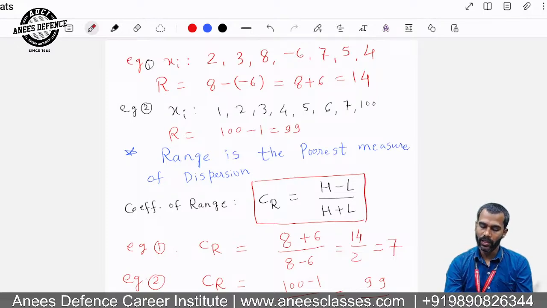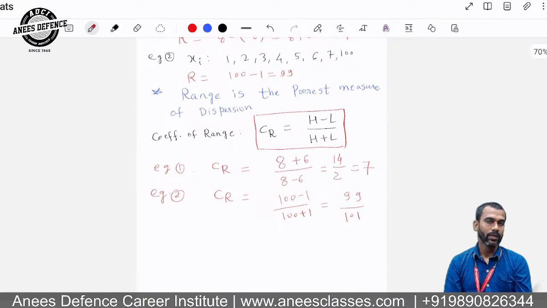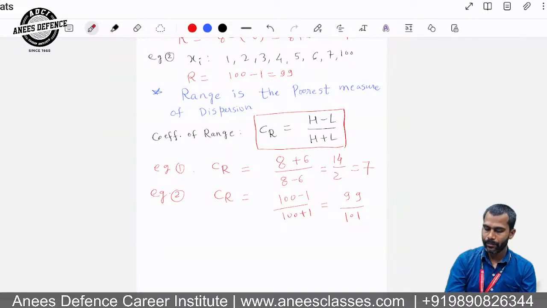You need to remember one thing: range is the poorest measure of dispersion because it is dependent upon only two values. Yes or no? So it may not give you the correct information about the whole data. Shall we move ahead? Okay.